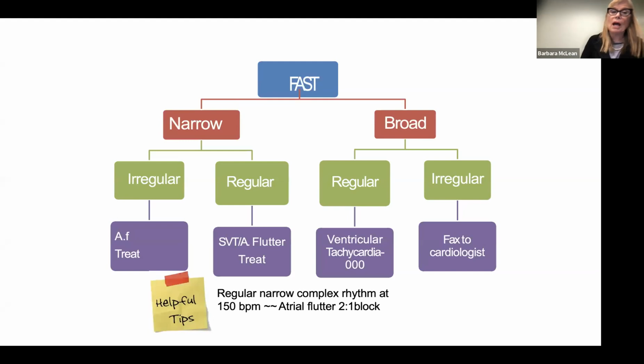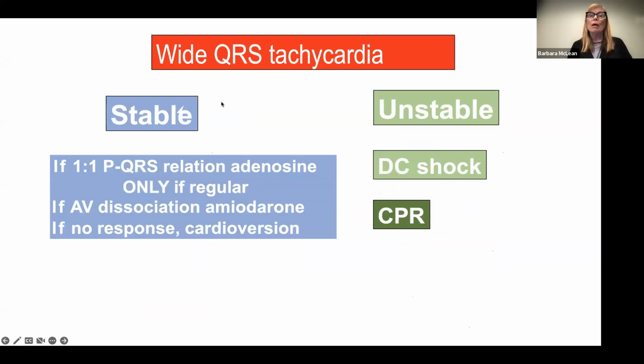So remember, when we're looking at tachycardias, we're determining that they're fast. Our next goal is to say, are they narrow or broad? Are they irregular or regular? And that's how we're really going to make decisions. Think about what it is we're going to do to treat our patients, how we're going to treat our patients, and what those components are. If you have wide QRS tachycardia and it's stable, I'm going to consider adenosine, but only if the heart rate is absolutely regular. If the patient has AV dissociation, meaning that the atrium and the ventricles are not connected, but I have a stable wide QRS tachycardia, I'm going to use amiodarone.